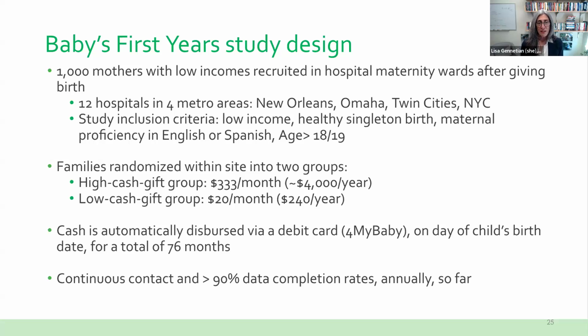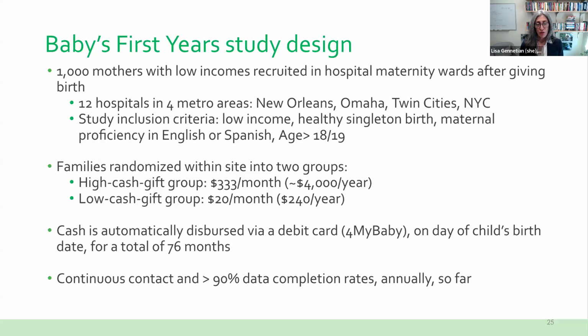They were then randomized within site into two groups. One we call the high cash gift group at $333 per month, which is about $4,000 a year, which is roughly a lump sum earned income tax credit refund amount for a family of two.